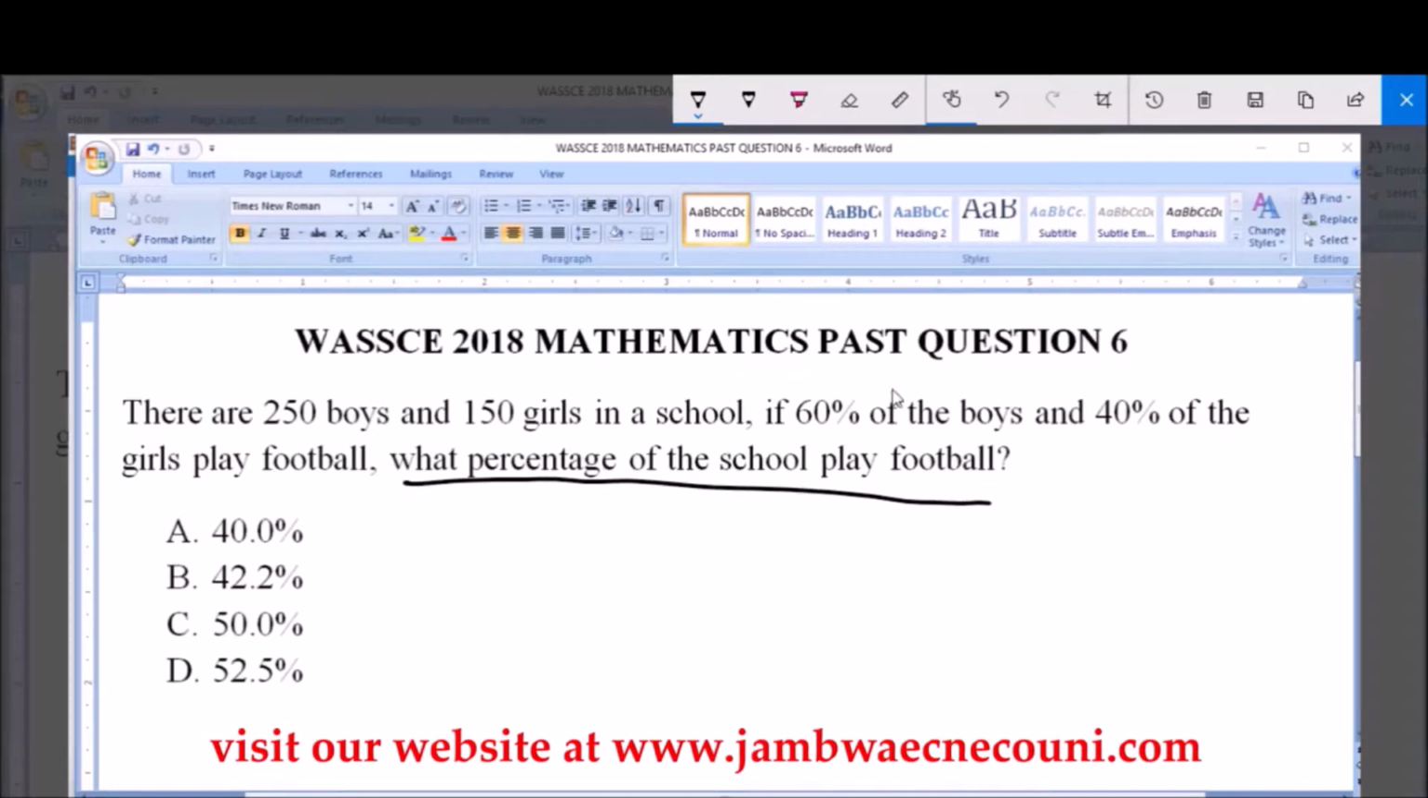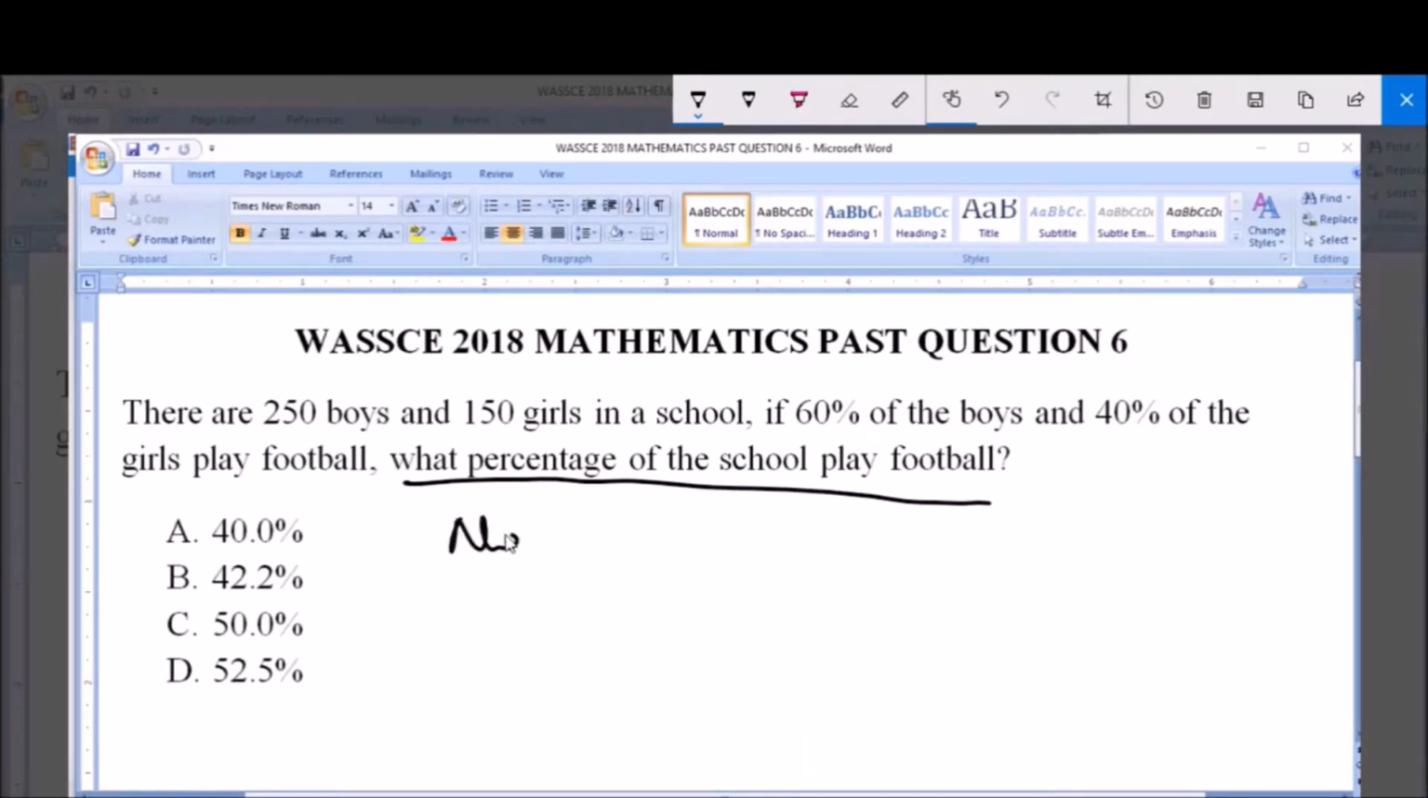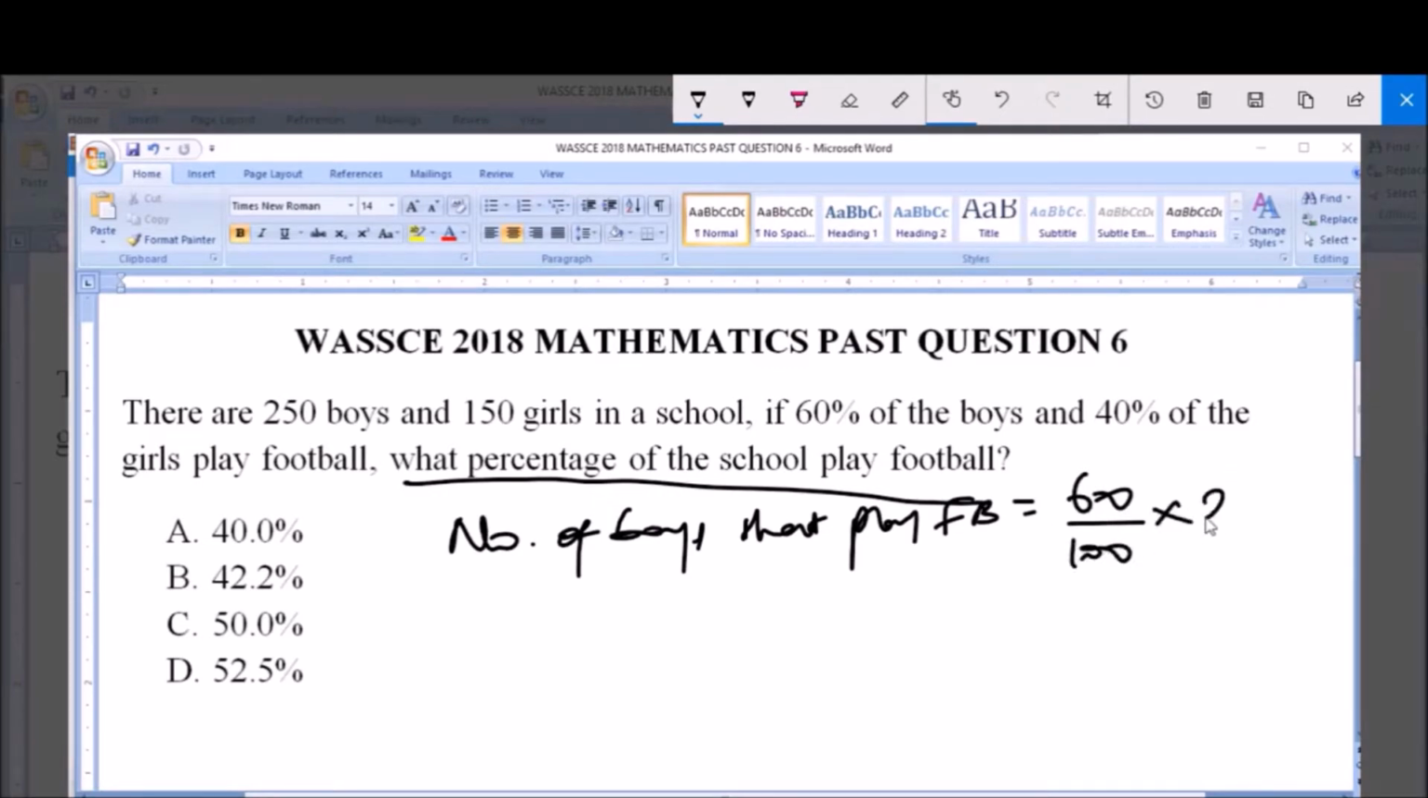Now, the number of boys that play football can be estimated as follows. Since the percentage of boys that play football is 60%, we say 60 over 100 multiplied by the number of boys, which is 250. This is equal to 150. So 150 boys play football.